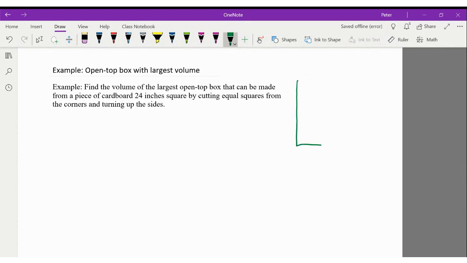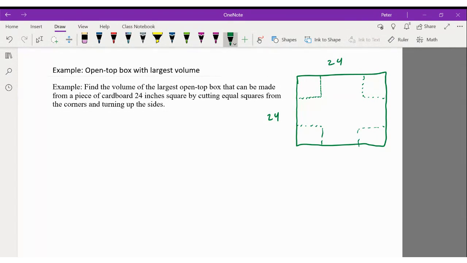In other words, suppose that someone has just given you this piece of cardboard. So this is a square piece of cardboard. It's 24 by 24. And what you're going to do is cut corners out of it, and they're all going to be the same size corner. So I'm going to cut this corner, and this corner, and this corner, and this corner out of the box. And they're all going to be equal size corners. And they're all squares. So this is an x by x square.